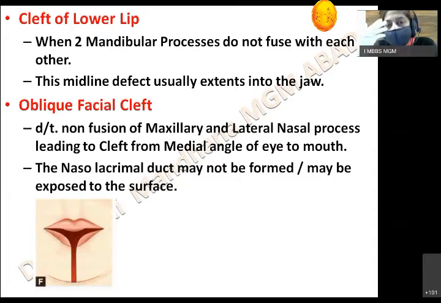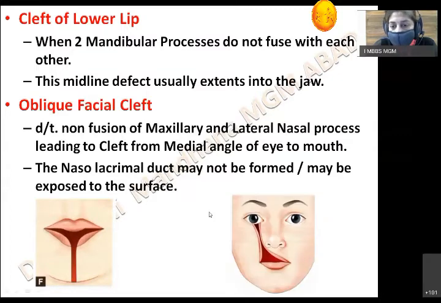And we have seen that along this fusion, you get the development of the nasolacrimal duct. So if the processes are not fused, then the nasolacrimal duct may not be formed or it may be exposed to the surface. So the fusion of the maxilla with the lateral nasal process has failed here, and so this cleft extends from the medial end of the eye up to the lateral end of the oral cavity or oral fissure. In this case, the exposed nasolacrimal duct may be there or the nasolacrimal duct may not be formed at all.